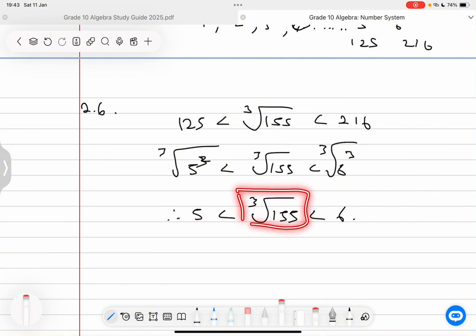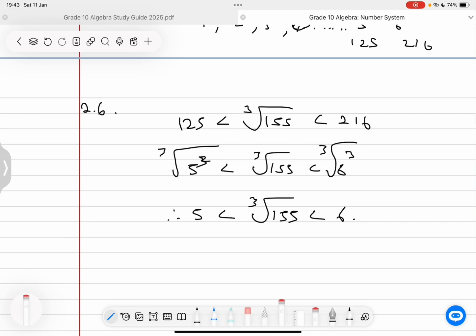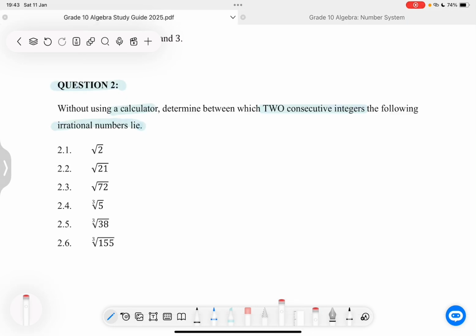Now, without using a calculator, we can tell. Sometimes you can check these numbers using a calculator, even though they say you should not use a calculator. You can check if your answers are correct by using a calculator. For instance, I can find the cubic root of 155, and I can see that I get 5.371. Do you see that 5.371 is bigger than 5, but it's smaller than 6? You can check them after using this method without the calculator to see that you are on the right path.